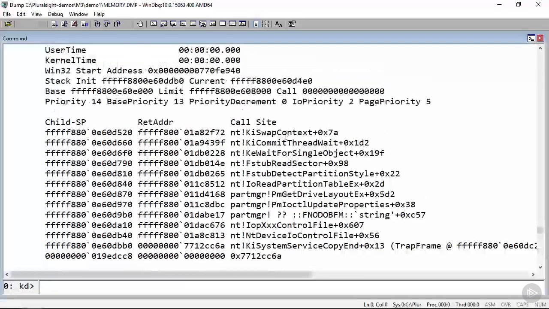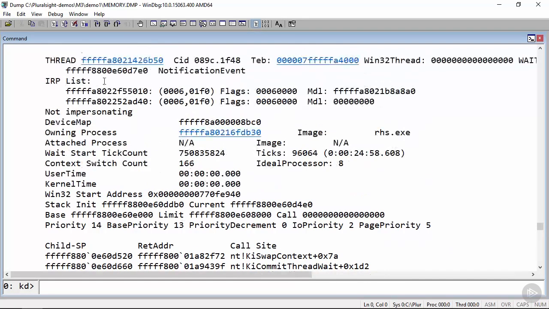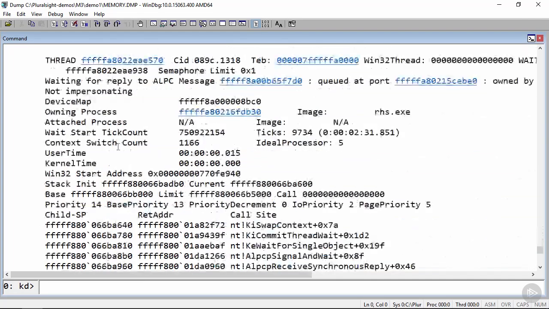The next thread was also trying to do some sort of I/O request, and the partition manager driver got involved, where it actually tried to do an I/O read partition table. So a variety of things are occurring with these two threads, and this thread also had a couple of outstanding I/O request packets, so we'll want to take a look at those. Those are the two threads I'm interested in.